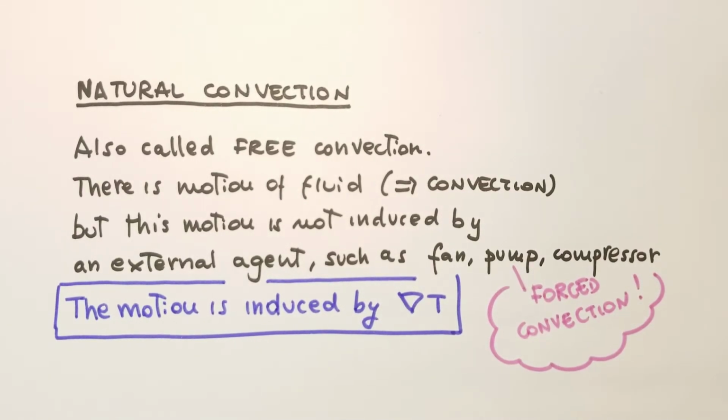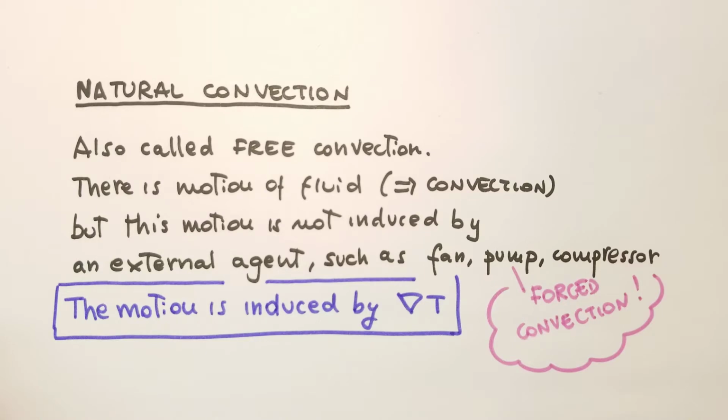Today we talk about natural convection, also called free convection. So there is motion of a fluid, but this motion is not induced by an external agent, for example a fan, a pump, or a compressor. In those cases we talk about forced convection. Instead, for natural convection, the motion of the fluid is induced by the temperature gradient itself.